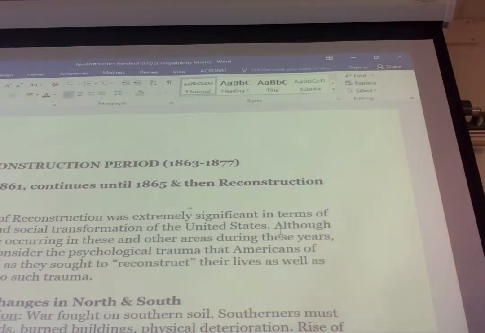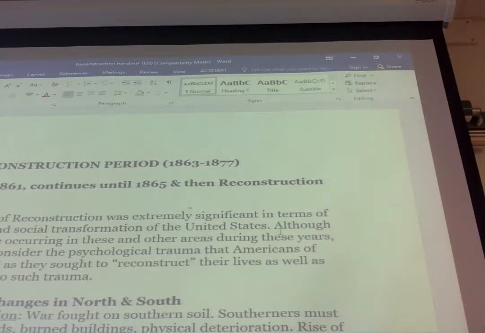Let's begin with the title. All right, we'll begin with the title of Reconstruction. In some ways, I think the title is the perfect title because that's exactly what has to happen. Reconstructing the nation. Literally, you're going to have to rebuild the United States, especially the southern states, after the war.